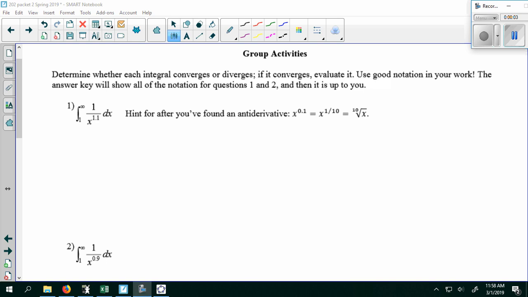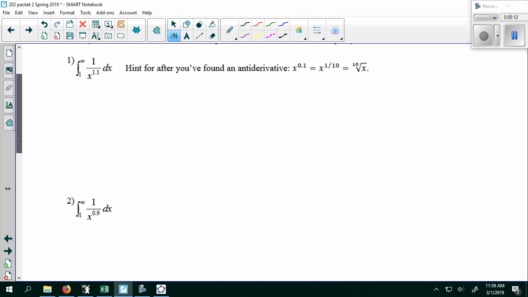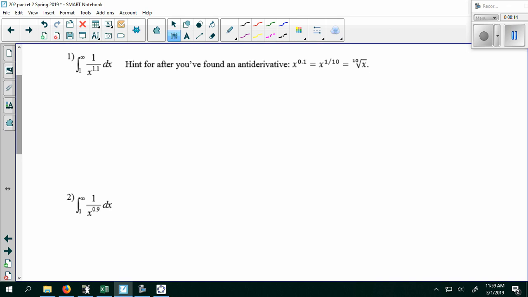All right, we're going to look at each of these integrals, determine if they converge or diverge, and if it converges, evaluate it. Okay, the integral from 1 to infinity of 1 over x to the 1.1 dx.